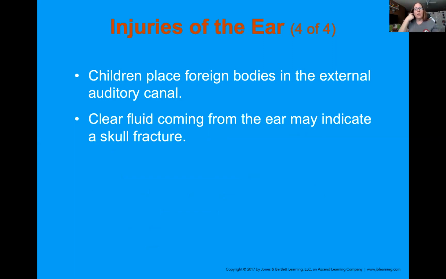And then again, clear fluid draining from the ear could be a sign of a head injury. That could be cerebrospinal fluid. There's actually a thing you can do, and it's not really super reliable, but it's just like, oh, I've got all this free time, right? They've got a head injury, bleeding everywhere, but I'm going to do this.